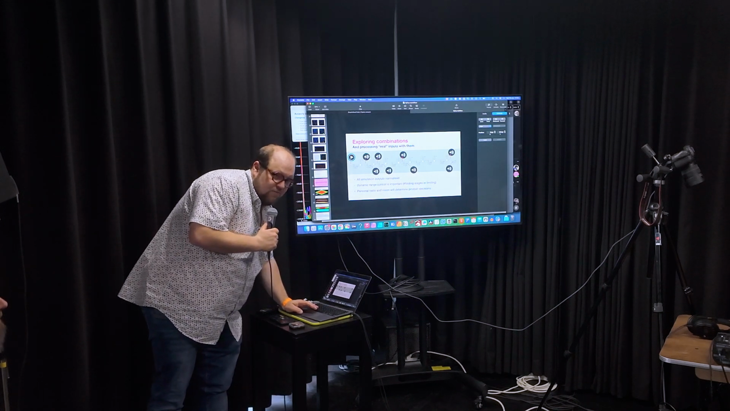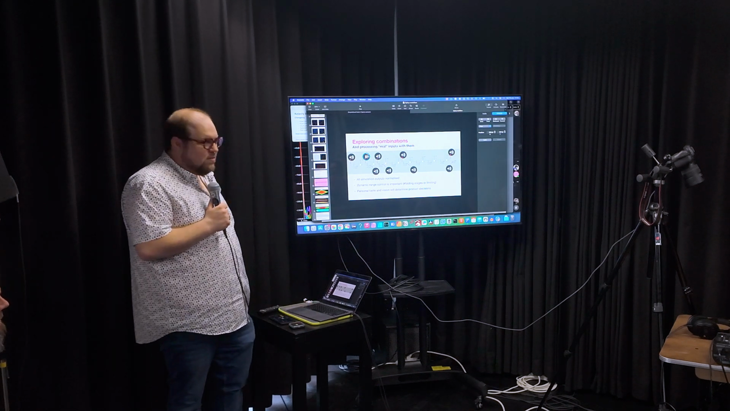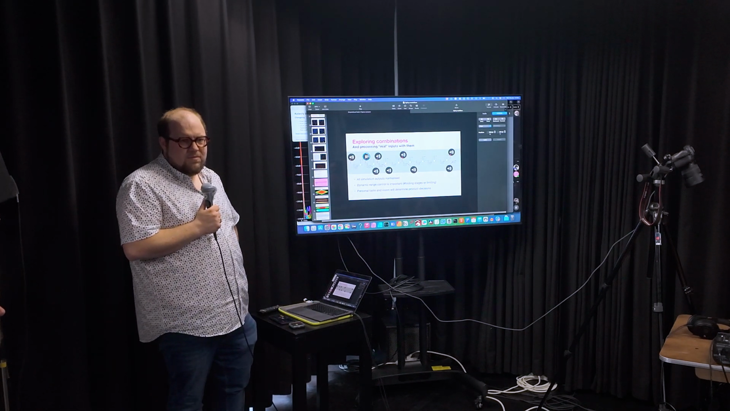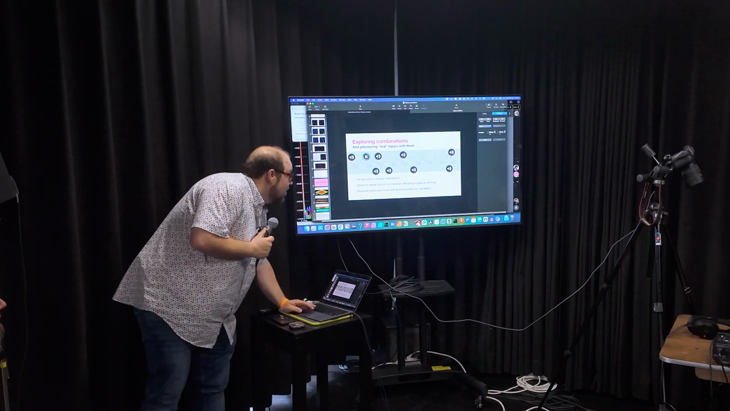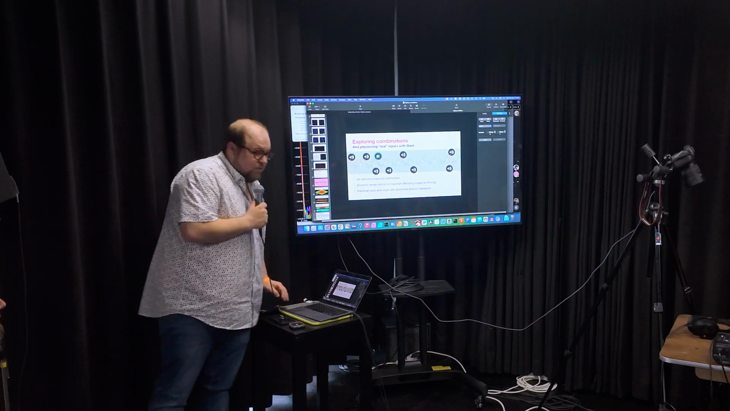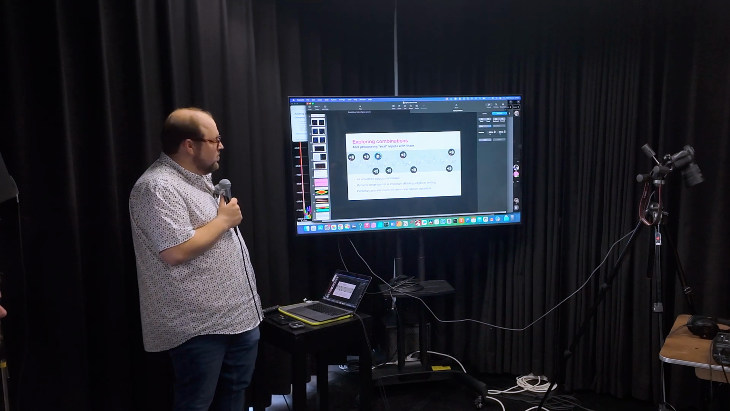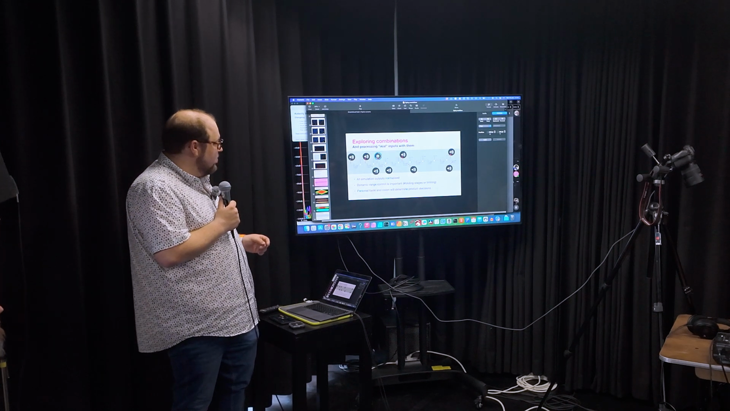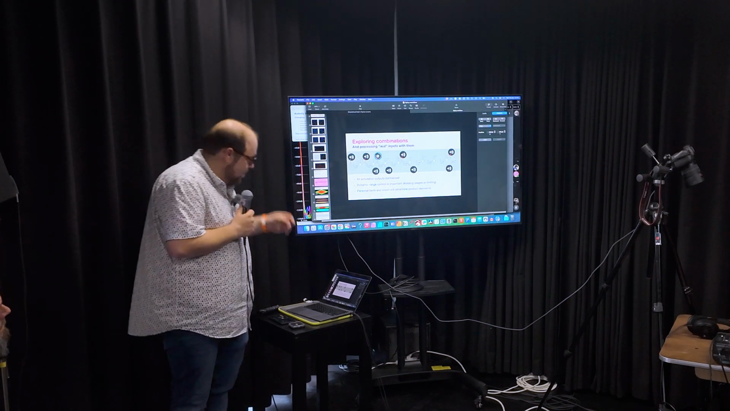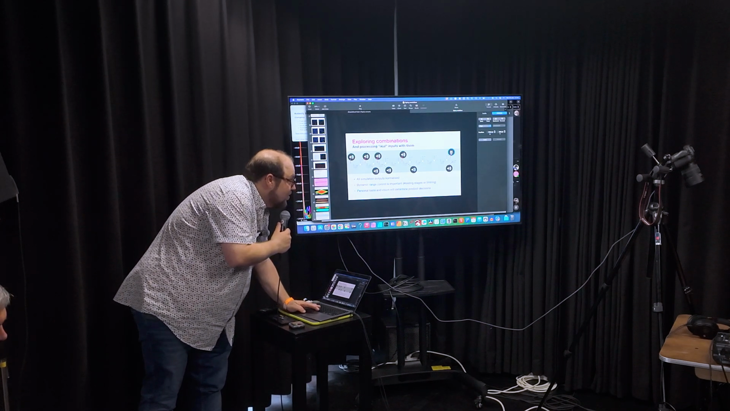This is a one-stage wavefolder. A two-stage wavefolder. I'll jump right ahead to the 8-stage wavefolder.